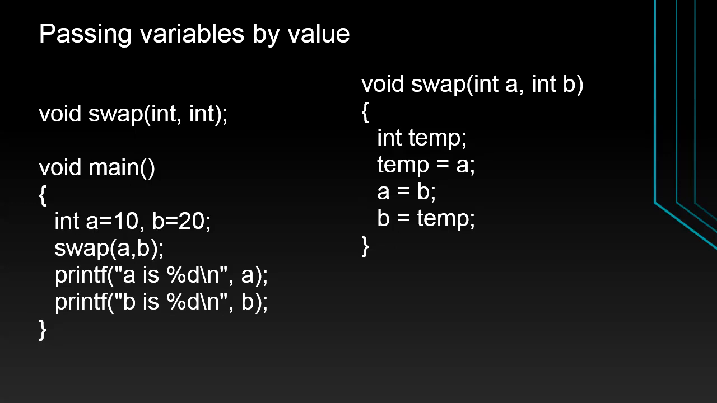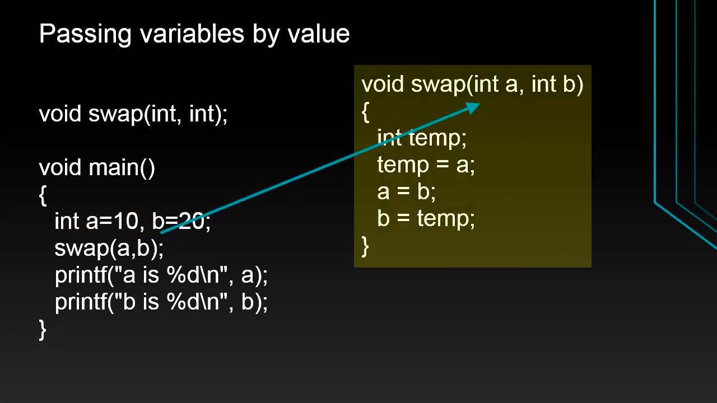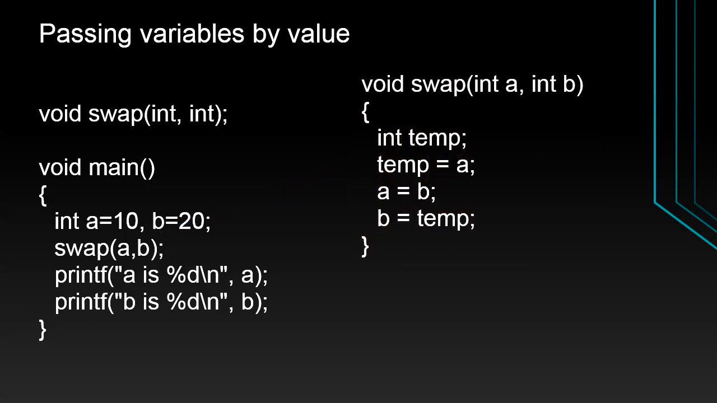I hope you're familiar with swapping of two variables. In this example, we have declared A and B and initialized them with 10 and 20. The swap function takes in these variables and swaps them. If you are not familiar with functions, don't worry, I have made a tutorial on it. The link is provided in the description below.